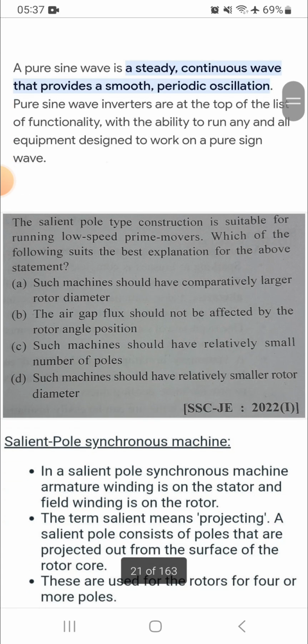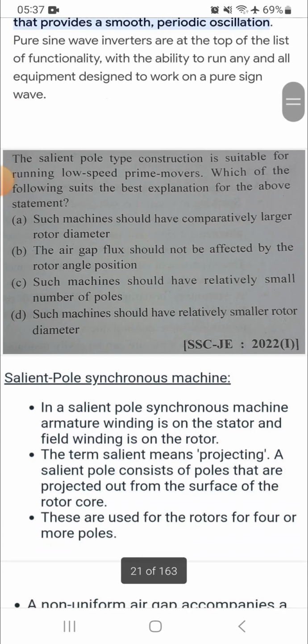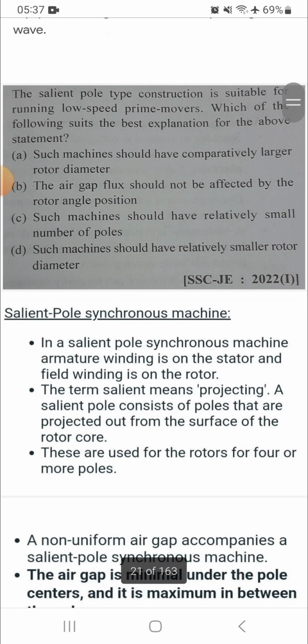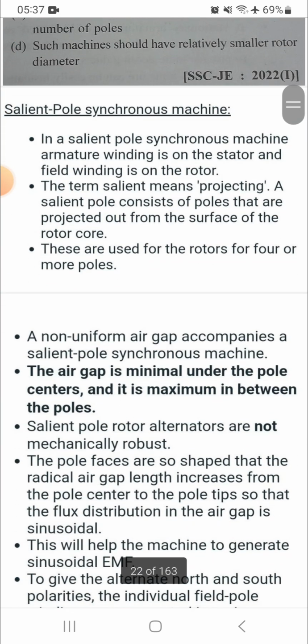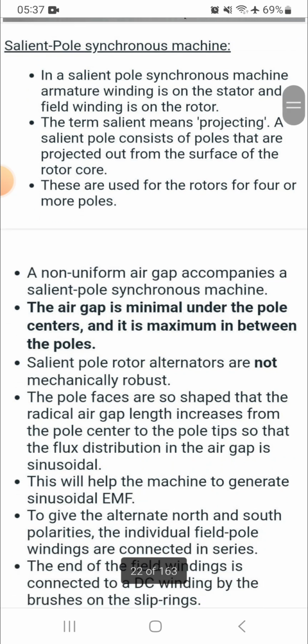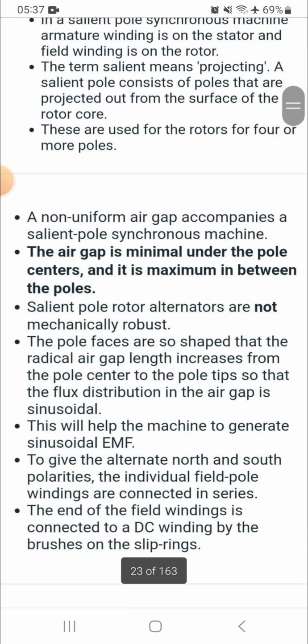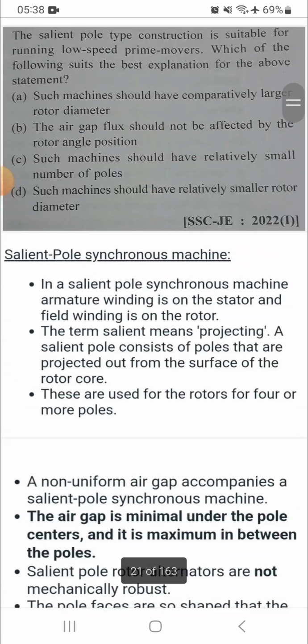Such machines should have the comparatively larger rotor diameter. पहले तो ये जान लो कि सिलेंडर सिंक्रोनस मशीन किसको कहते हैं. In a cylindrical synchronous machine, armature winding is on the stator and the field winding is on the rotor. The air gap is minimum under the pole centers and maximum between the poles. The option A is the right answer.